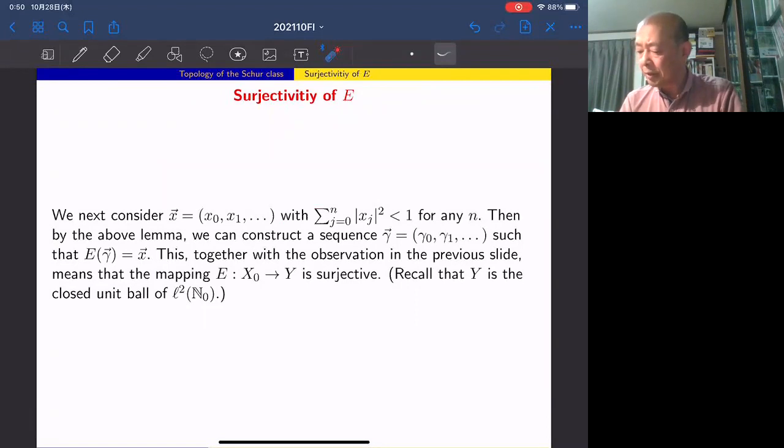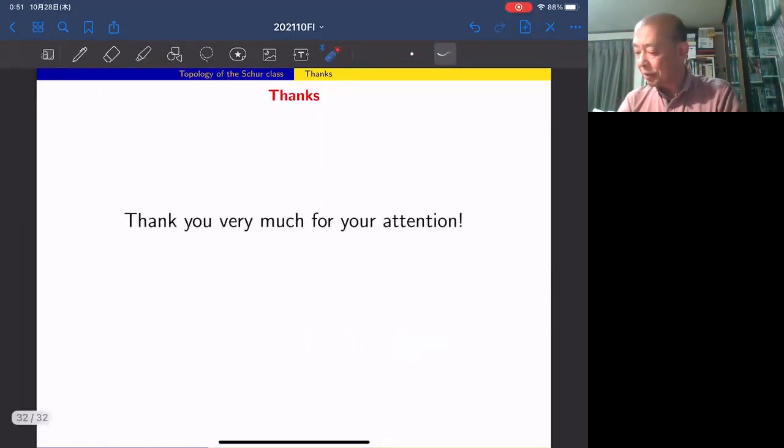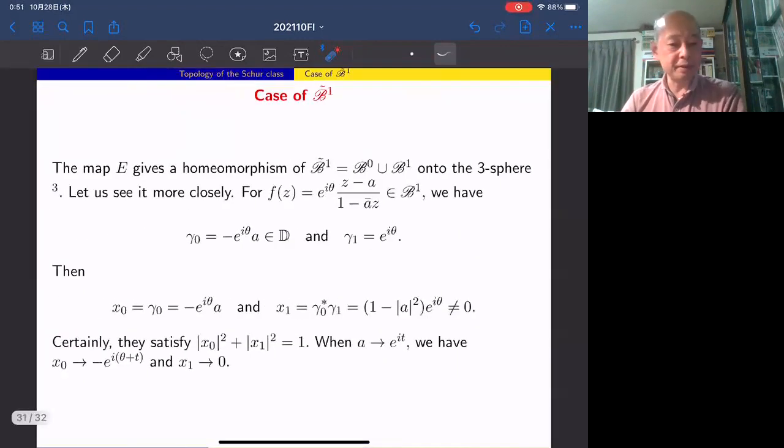So let me finish my talk by saying something about surjectivity. As for the other part, it's more or less easier. The last slide is a bit more concrete computation, but I'd like to finish my talk by showing this slide to you. Thank you very much for your attention. That's all. Thank you very much.